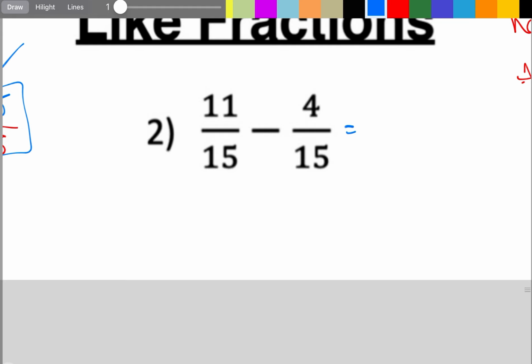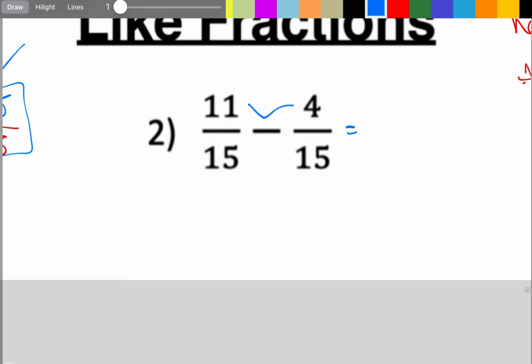Right here, my denominators are the same. So 11 minus 4 is 7 over 15, simply because they are the same. Is this simplified? Yes, it is.